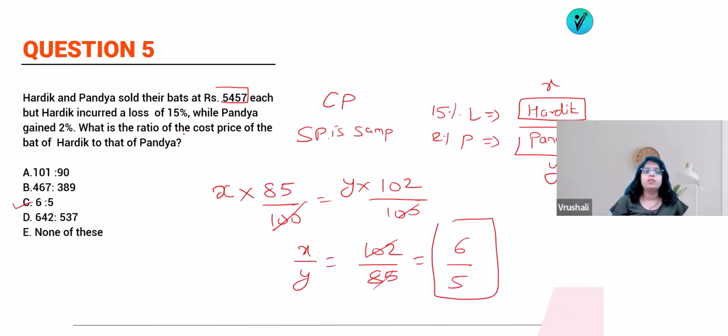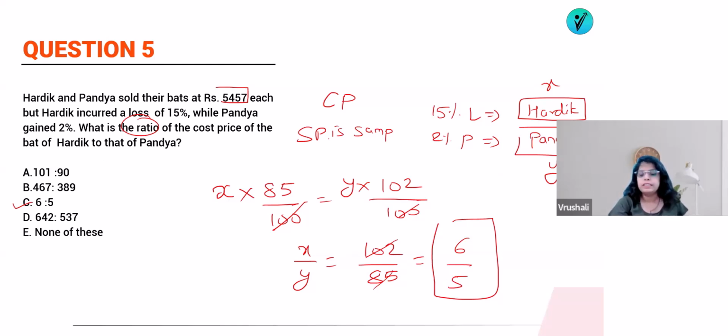As they have asked you the ratio of the cost price of Hardik to Pandya, they haven't asked you the cost price. They have asked you the ratio. That's why we have directly taken it as X by Y. If they had asked the actual price, then we would find that X into 85 by 100 is equal to 5457, then you will get the value of X. Similarly, Y into 102 by 100 is equal to 5457, then you will get the value of Y. But here they have asked you the ratio, so we can directly solve like this. I hope you are getting this.